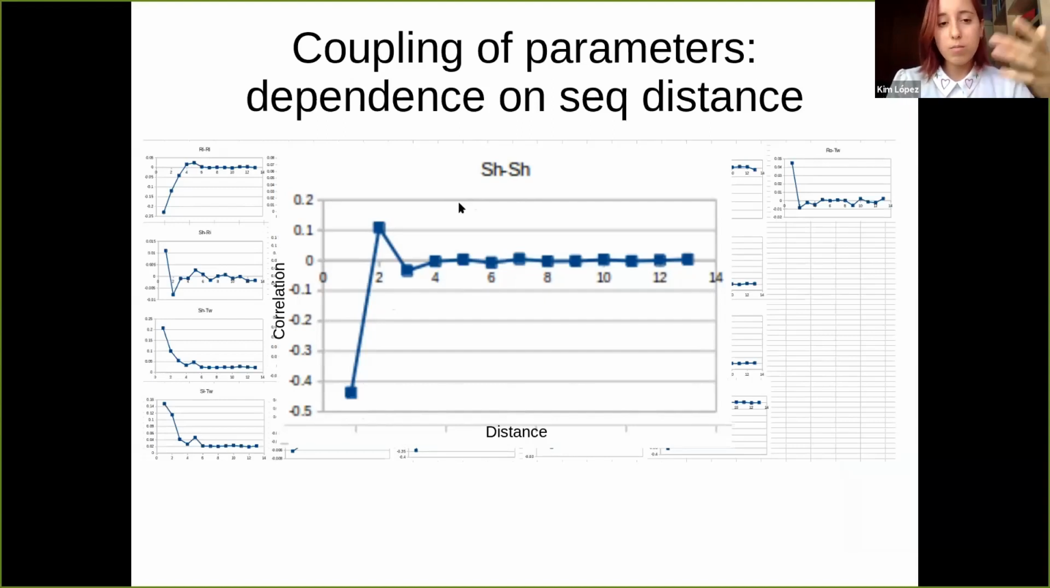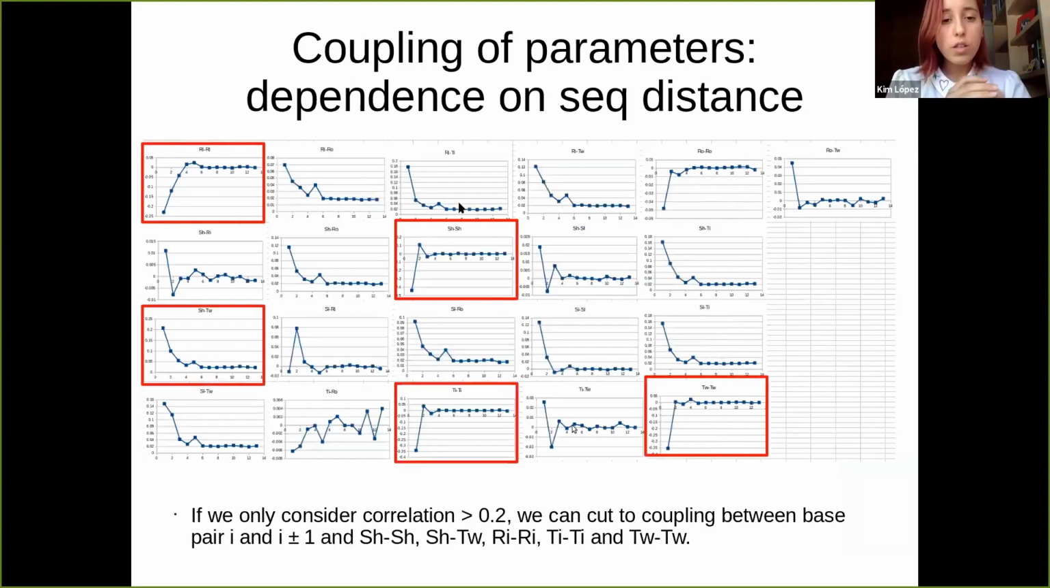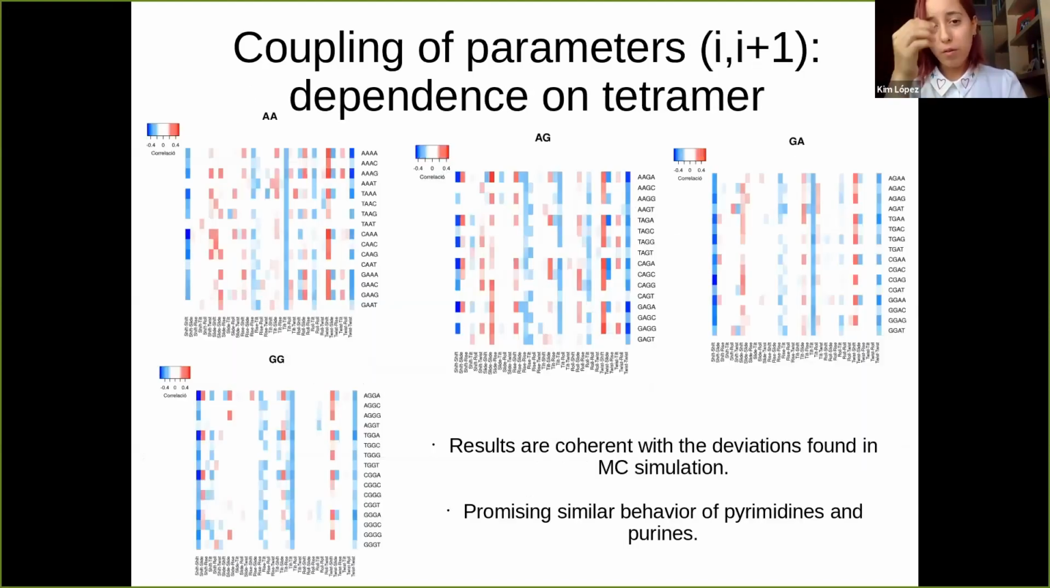And of course, this is too much data, but if we just cut to correlation greater than 0.2, then we can focus on these 5 combinations of parameters and distance 1. And if we restrict ourselves to distance 1, and we try to look for the difference between different tetramers to see whether there's a different behavior in different tetramers, then we get to this kind of graphics. This is just a sample of them, of course.